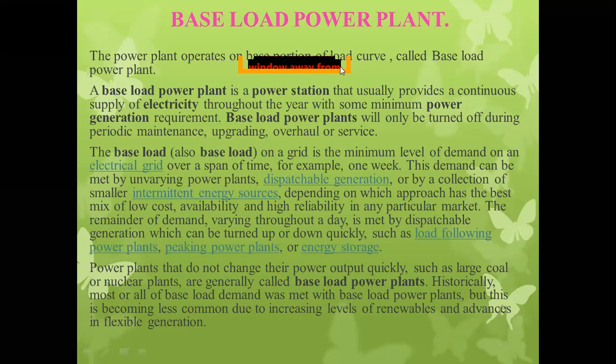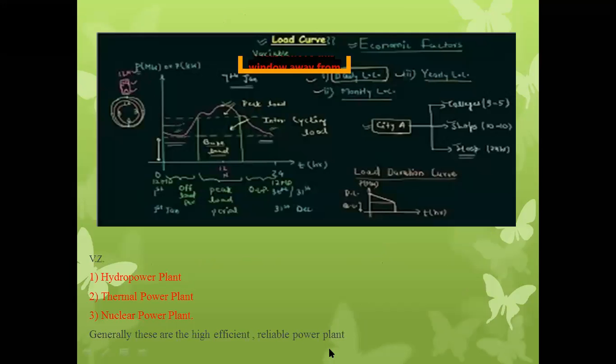So the power plant which works for the base portion of the load curve should not change its power output quickly. So these are the various factors which decide whether a power plant can be used as a base load power plant or not. Large coal power plants or nuclear power plants are generally used as base load power plants. So we will see in the next slide.